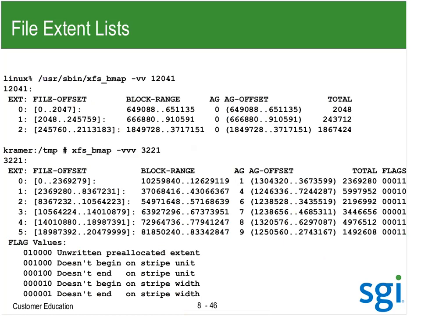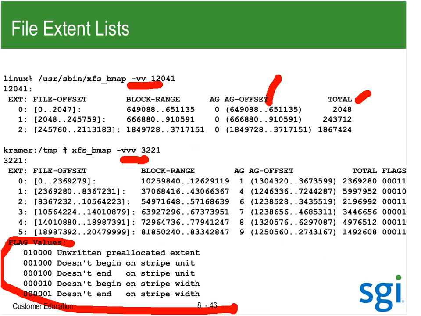Now, it's not documented, but bmap has 2 Vs and also 3 Vs. So when I get into verbosity, I also get the allocation group they're in and the offset into the allocation group, and the total number of blocks in that extent. And with 3 Vs, I can see if that extent is boundary aligned within my stripe.